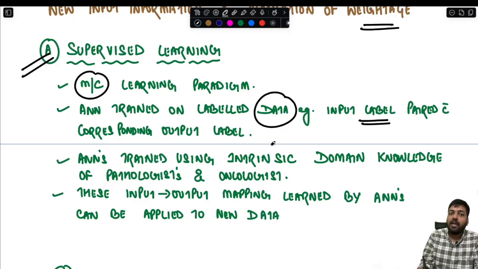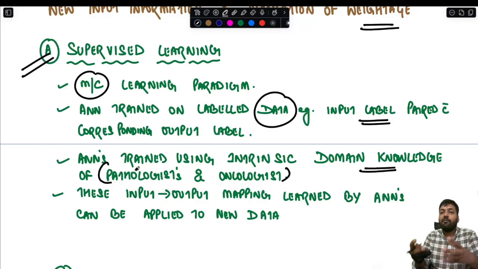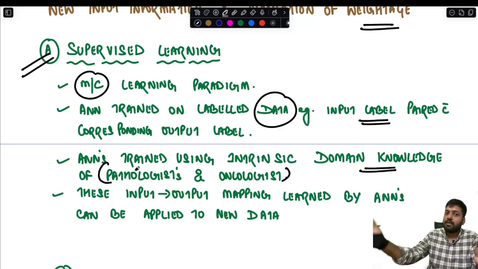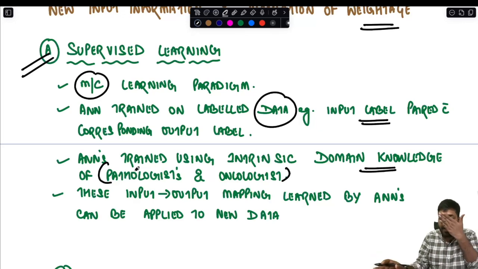For such kind of artificial neural network, they have to be trained using intrinsic domain knowledge. And what kind of knowledge are we looking at? The knowledge of the pathologist and the oncologist has to be applied. So we are training the particular artificial neural network with the knowledge of the pathologist itself, because we require it for diagnosing the images or to get information from the images. So we are training them with our information. We are giving the input data and also the corresponding output data. All the labeled data is given, and remember, the machine has to be trained with the intrinsic domain knowledge of the pathologist and oncologist.